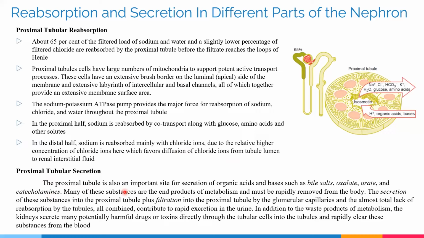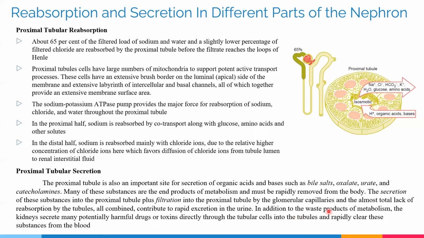The proximal tubule is also an important site for secretion of organic acids and bases such as bile salts, oxalate, urate, and catecholamines. Many of these substances are the end products of metabolism and must be rapidly removed from the body. The secretion of these substances into the proximal tubule, plus filtration into the proximal tubule by the glomerular capillaries and almost total lack of reabsorption by the tubules, all combine to contribute to the rapid excretion in the urine.